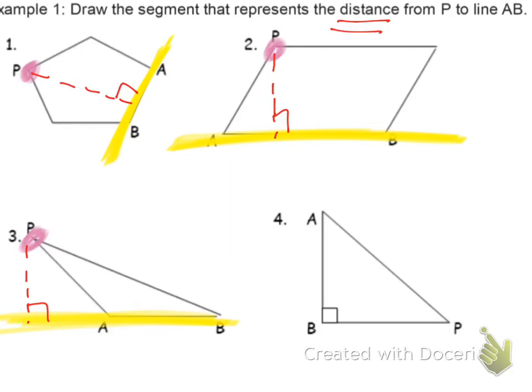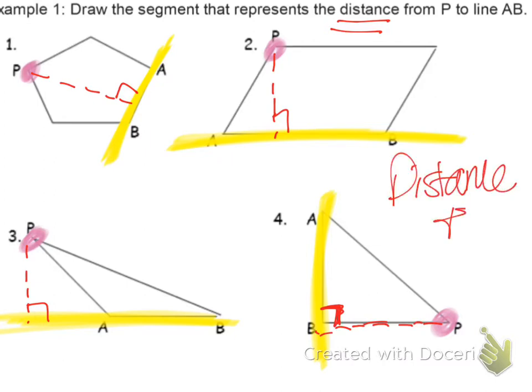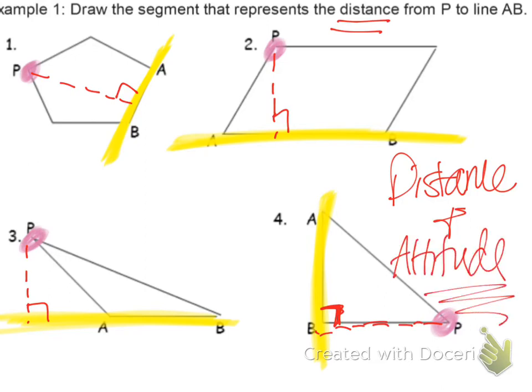And then number 4, again, starting with point P, and I need to go over to line AB. So again, I'm just going to extend that to help me see it a little bit better. And then this line is actually already drawn in for you, because they're showing you that that's perpendicular. Again, that's called my distance, and that's also called your altitude. Those mean the same thing, distance and altitude.